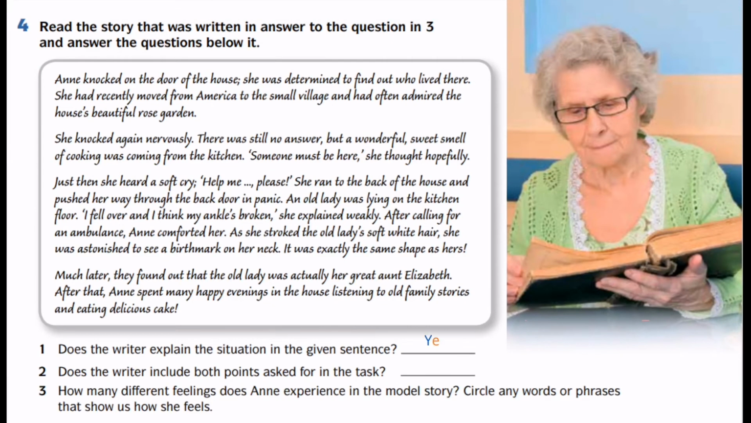Okay, question number one. Of course, yes, you can see even in the first part, and knock on the door of the house. She was determined to find out who lived there. So that was the given situation. Okay, question number two. Does the writer include both points?